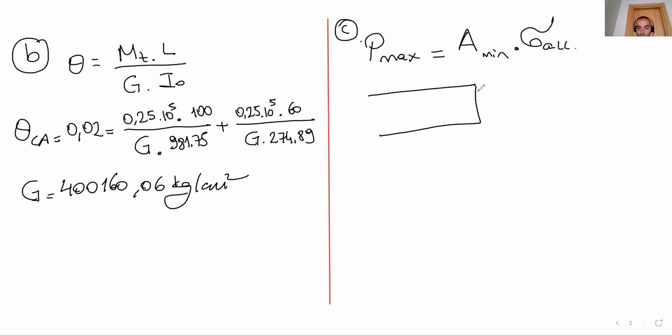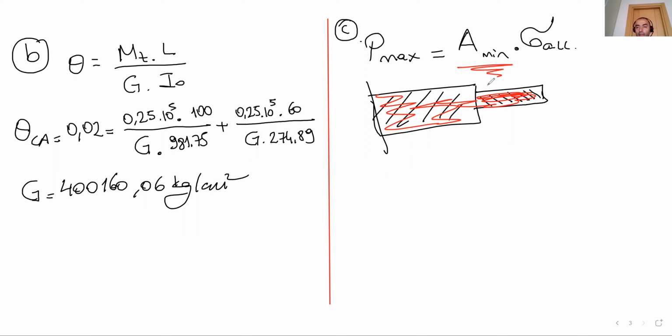The section is like this, remember, right? This has a capacity, this portion has a capacity, and this portion has another capacity. But if we are talking about the capacity of the total section, the total cantilever, the minimum one is the total capacity of the section. That's why we are dealing with A min, because the maximum force is directly proportional with the area. Allowable stress times area. So that's why we consider the minimum area.